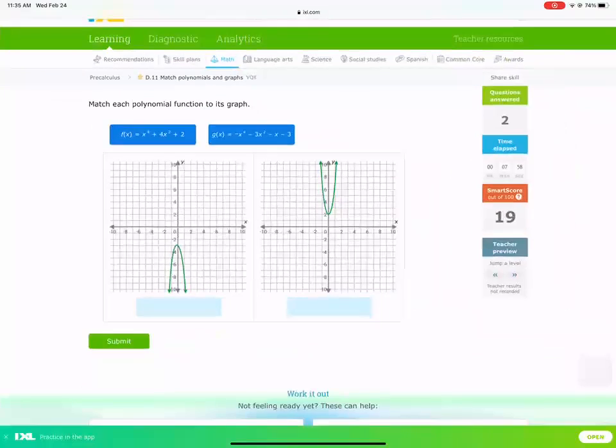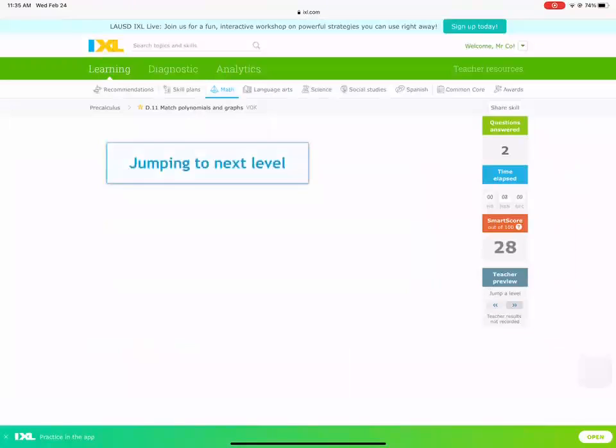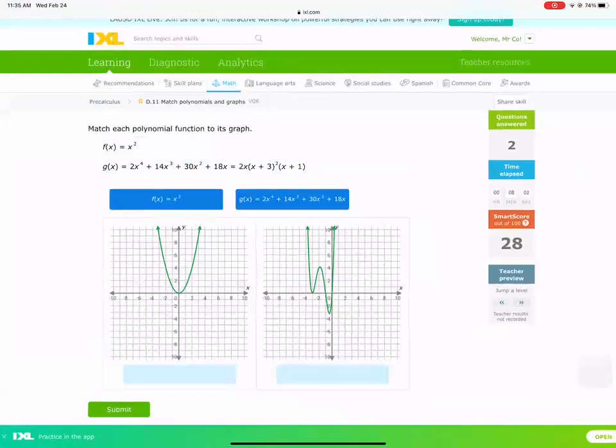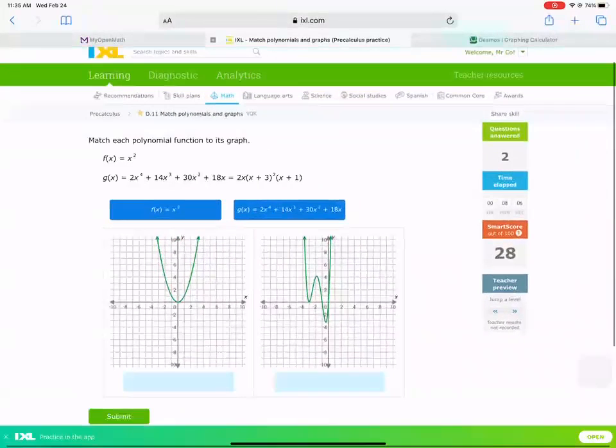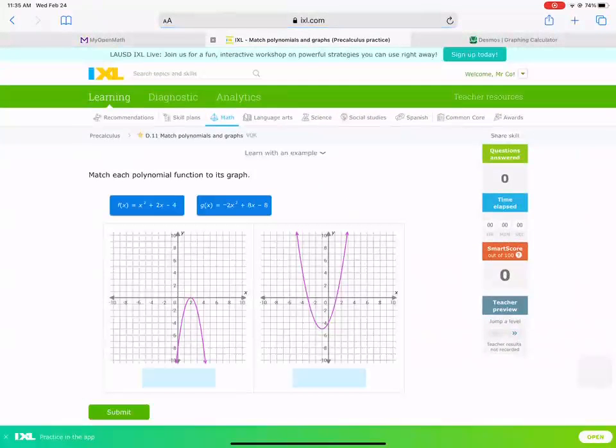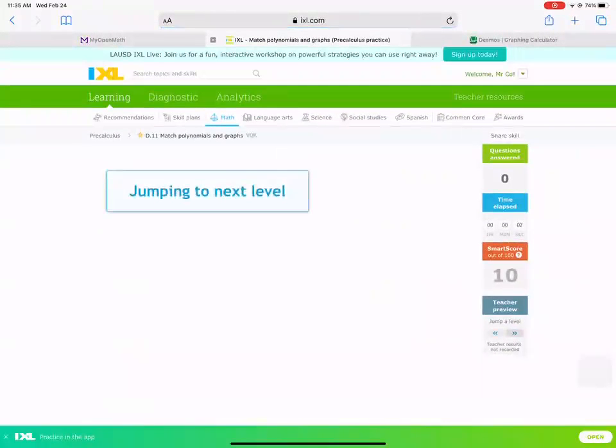Okay, let's jump to something a little more difficult. Now, if you look at this version here, this one does give us, actually, no, let's refresh this for an easier one. Not easier one, but a different example. All right.